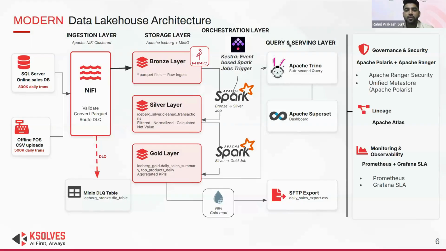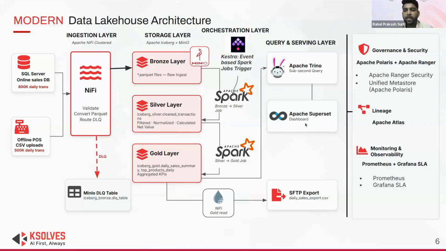Moving further, we have the query and service layer, where we have Apache Trino and Apache Superset. Trino is the query engine which allows us to query the data from Apache Iceberg in our case. And Apache Superset is a tool for dashboards. We have integrated it with Apache Trino to view the data in the form of charts on the dashboard.